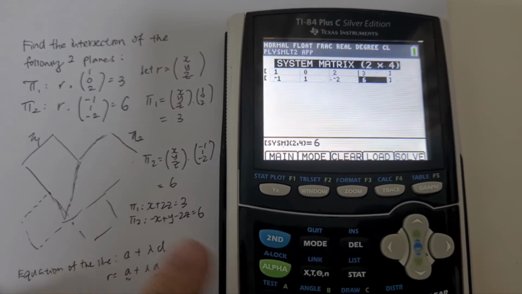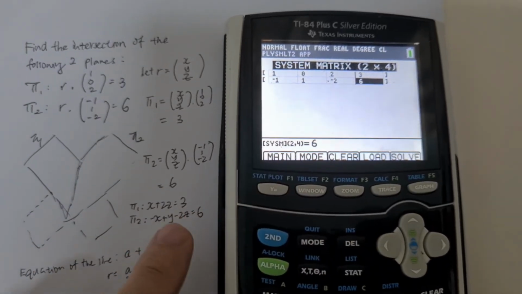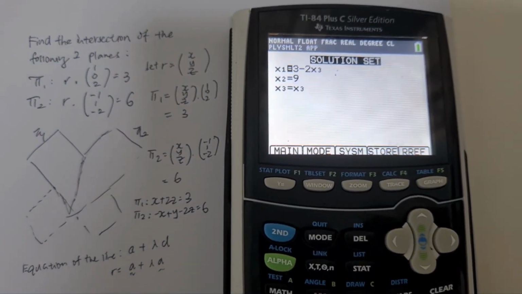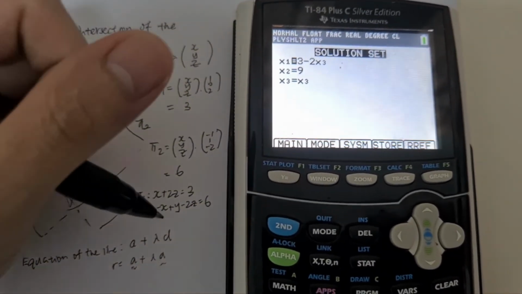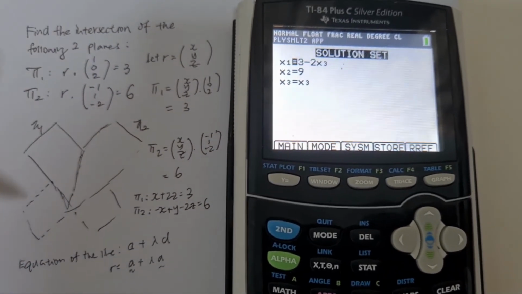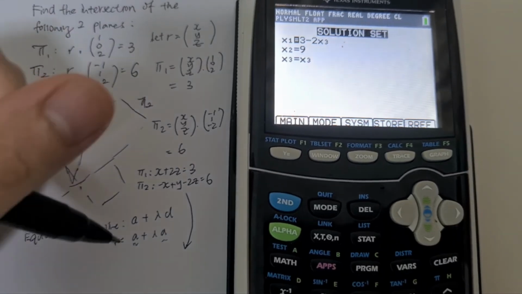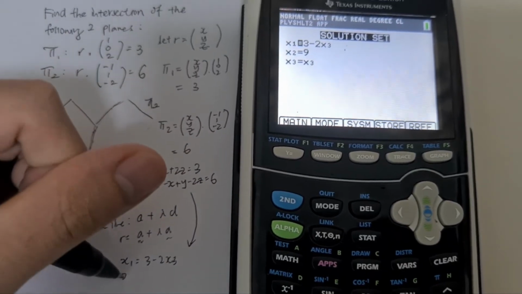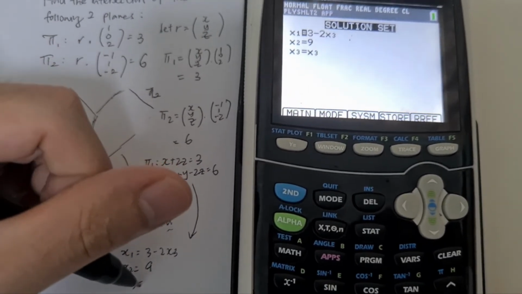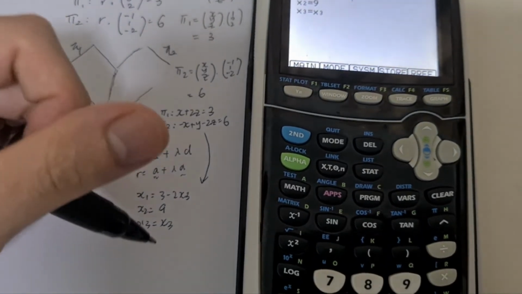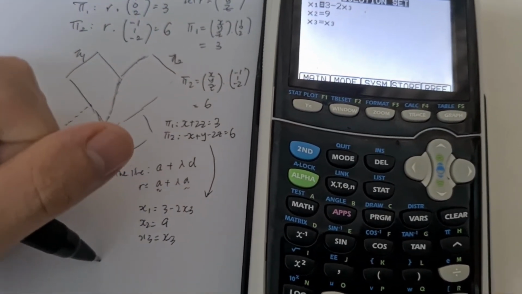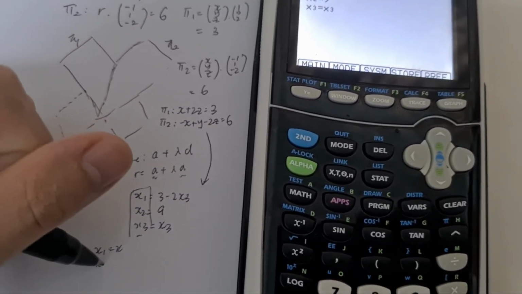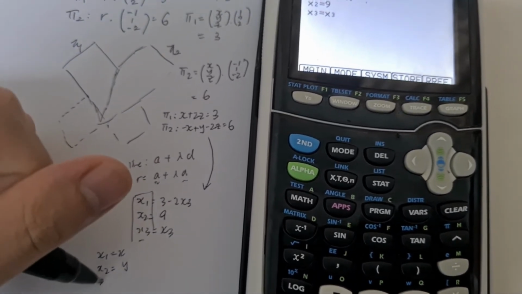After keying in the values representing the coefficients and the values down here, I can click on solve to solve the simultaneous equation, and then I have the following solution set. This means that x1 equals 3 minus 2x3, x2 equals 9, and x3 equals x3. What does it mean? The x1 on the left-hand side is just x, x2 is just y, and x3 is equal to z.